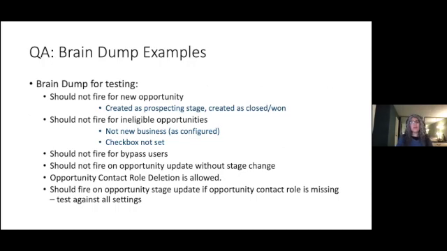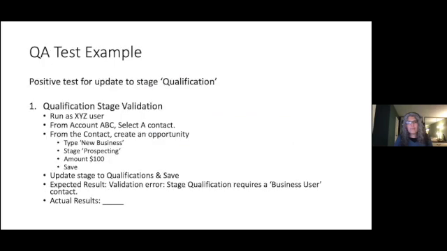So these would be examples of my brain dump, right? It shouldn't fire for new opportunity. It shouldn't fire if it's created as closed won. It shouldn't fire on ineligible opportunities. It shouldn't fire on a user that gets bypassed. It shouldn't fire on an opportunity update without a stage change. I should be able to delete opportunity contact roles. And it should fire on all of the ways it should fire. So I would add those in, right? I would write scenarios for all of the different things we're going to do within reason.